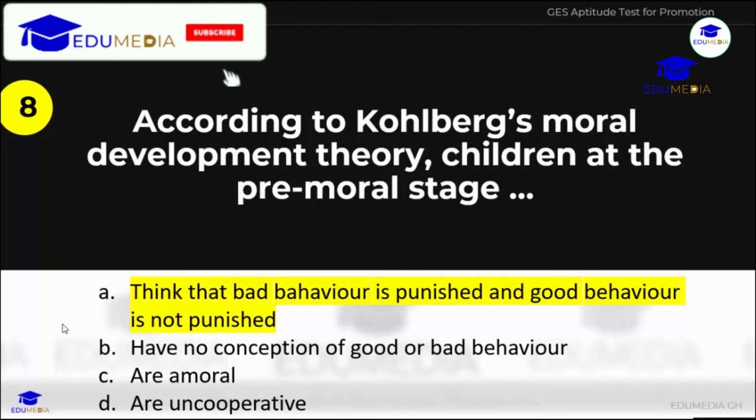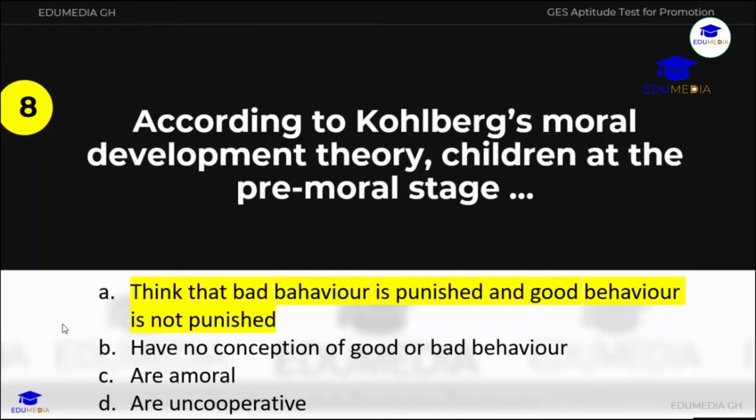According to Kohlberg's theory of moral development, children in the premoral stage tend to view the world in terms of concrete consequences. They understand that bad behavior is punished and good behavior is not punished, but they have not yet developed a sense of internalized morality or a more abstract understanding of what is right and wrong. During this stage, children's moral reasoning is based primarily on obedience to authority figures and the avoidance of punishment.